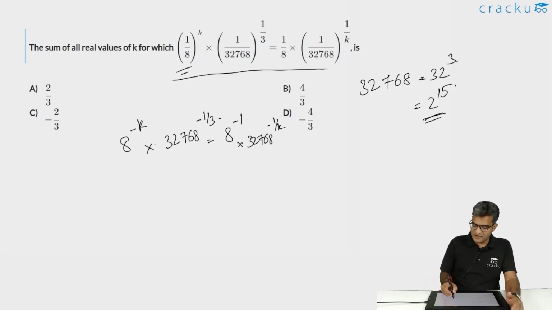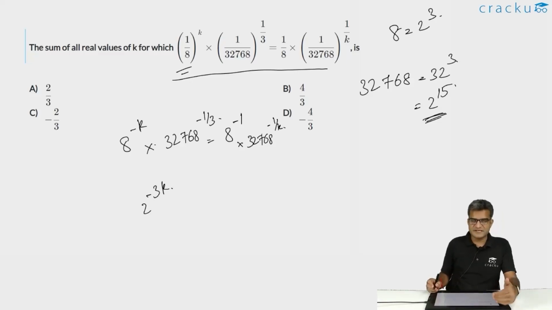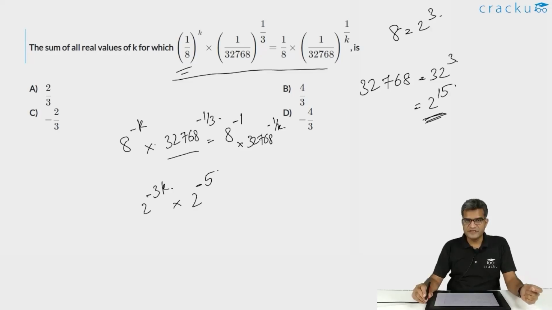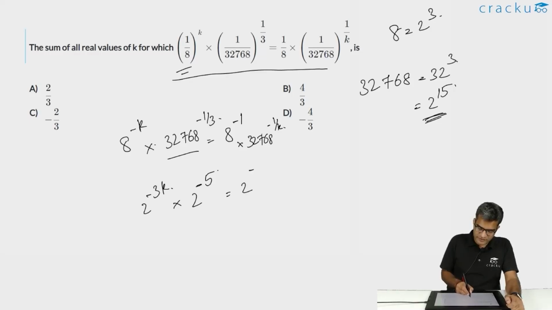Now let us substitute the value that 32,768 is 2 to the power 15 and 8 is 2 cube. Once we are substituting that, this is 2 to the power minus 3k, which is 8 to the power minus k, into 2 to the power minus 5, because 32,768 is 2 to the power 15. 2 to the power 15 to the power minus 1 by 3 is 2 to the power minus 5, which is equal to 2 to the power minus 3, which is 8 to the power minus 1, into 2 to the power minus 15 by k.